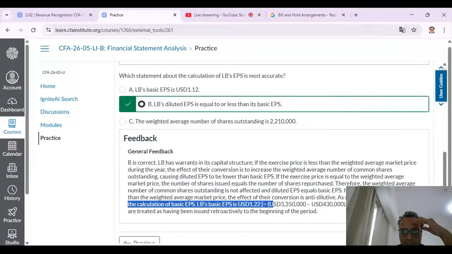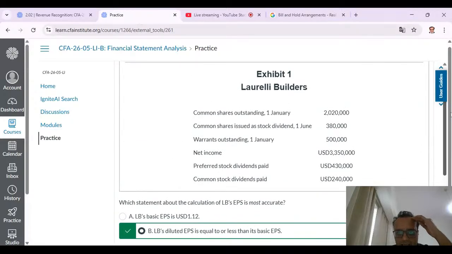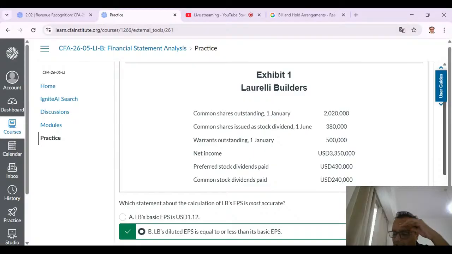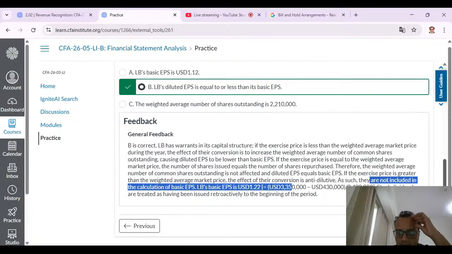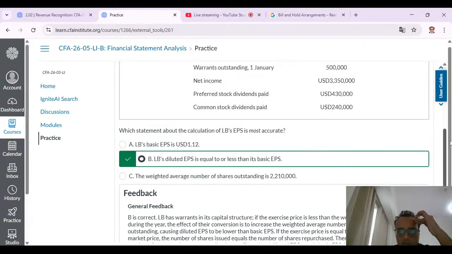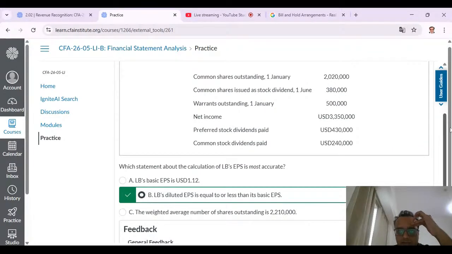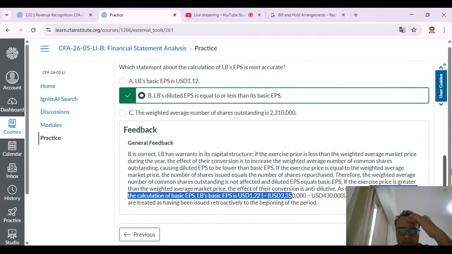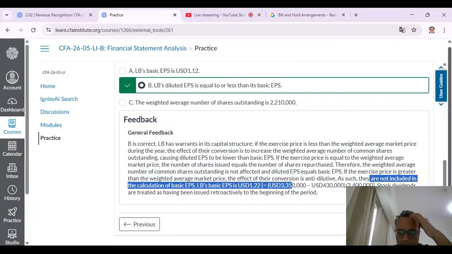LB's basic EPS is 1.22, which is your 3.35 million minus 4.3 divided by 240, which is right, because हम लोग ने क्या किया 240 के लिए टोटल डिनोमिनेटर हम लोग ने इंक्लूड किया था, which is 1 to 1. Stock dividends are treated as having been issued retrospectively to the beginning of the year. Stock dividends are treated as being issued retrospectively to the beginning of the period. Perfect.